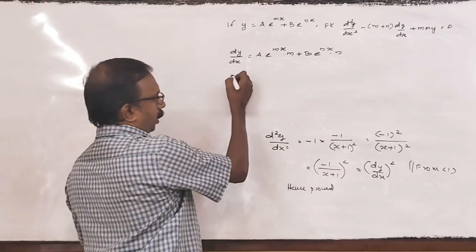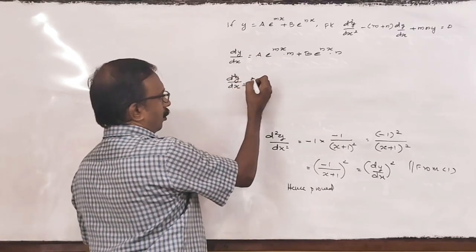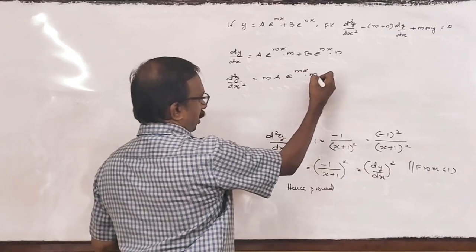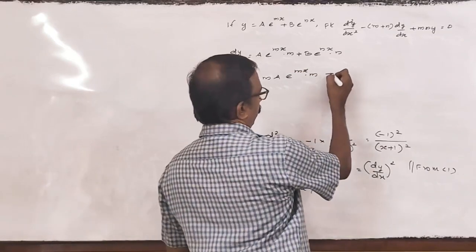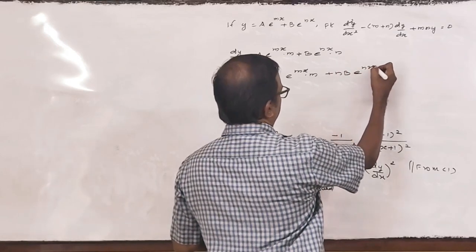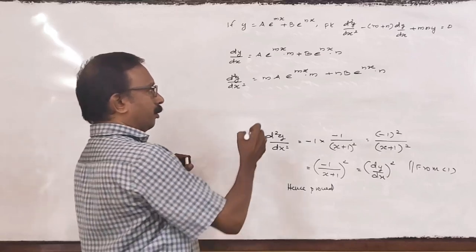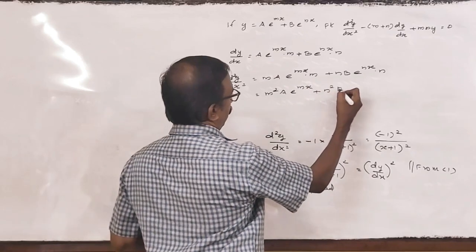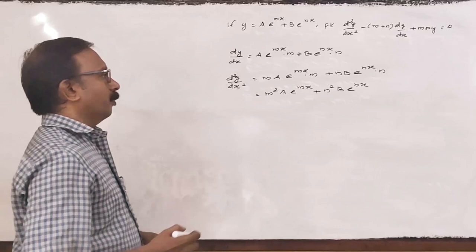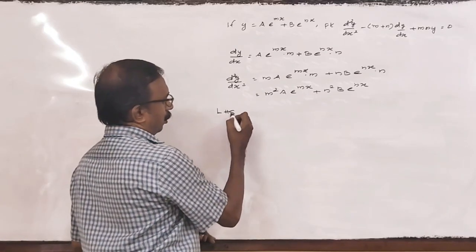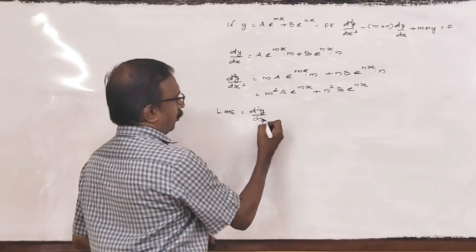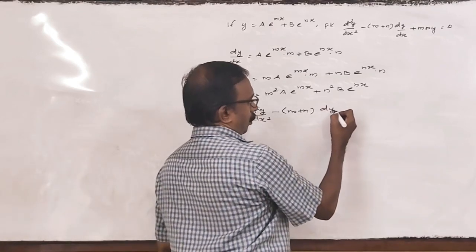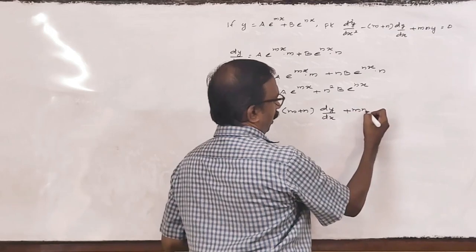Now find the second derivative, d square y by dx square: m a into e raised to mx and the m again, similarly m b into e raised to mx into m. So we have m square a e raised to mx plus m square b e raised to mx. Here the answer is d square y by dx square minus (m plus n) into dy by dx plus mn y.